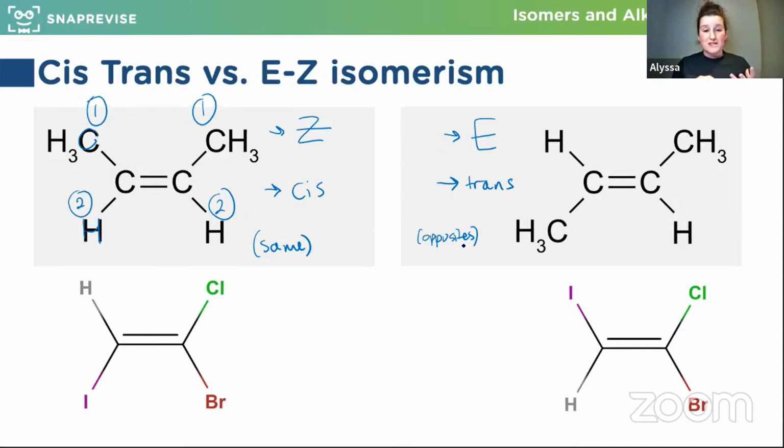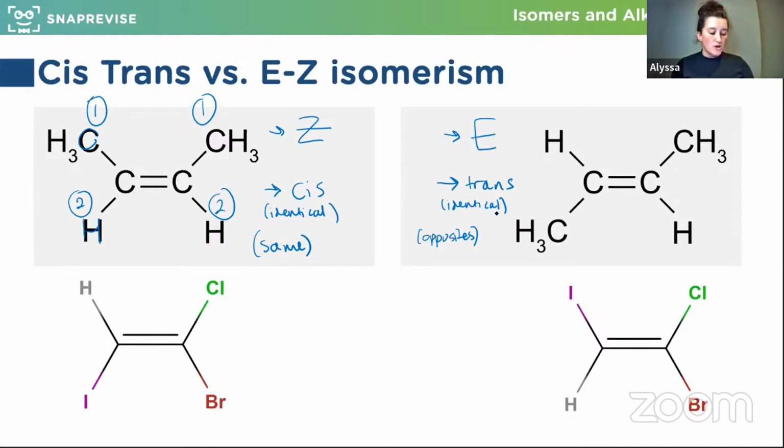Cis is not always the same as Z. If you name something as Z and you know it's a Z isomer, it may not also be cis. Cis is when you have two groups that are the same. If they are identical groups, so for cis and trans, you need identical groups, and you look at where those identical groups are on the double bond. I'm going to put identical there just to remind us. And E and Z is just priority.